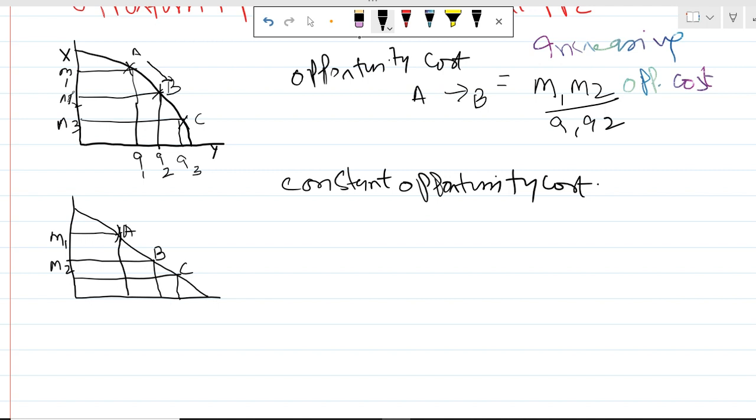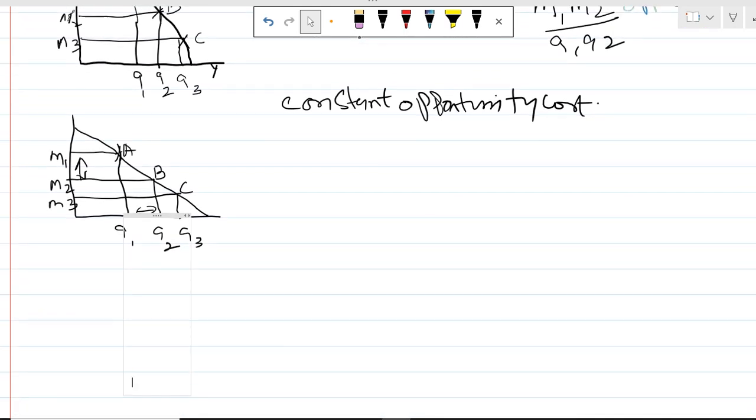M1, M2, M3, A1, A2 and A3. Here we have to say that whatever you have to gain is equal to whatever you have to lose. And now we discuss the third type, and that is called decreasing opportunity cost.